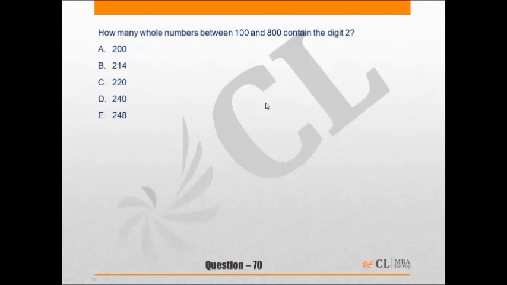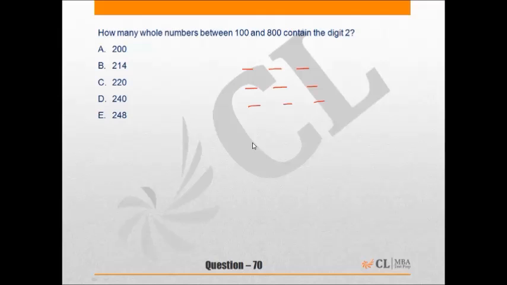In this problem we have to find all the numbers between 100 and 800 that contain digit 2. There are two ways to answer this problem. First one is to find all the numbers that contain 2 in the given range, and these numbers would contain either one 2 or two 2s or three 2s.